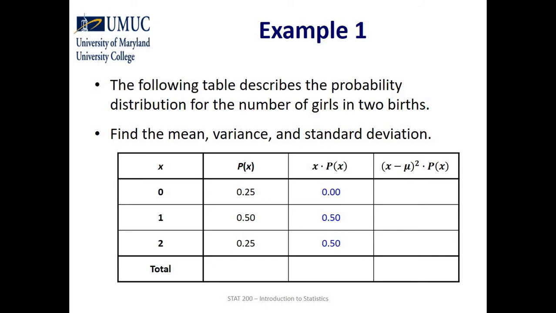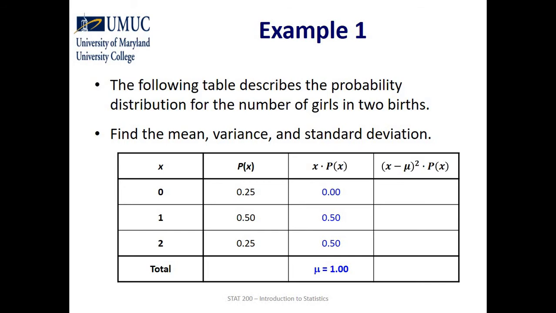Now, recall what we're looking for to get the mean. The mean was given by the summation of x times the probability of x. Well, here we have x times the probability of x for each one of these, so we're just going to add down. So 0 plus 0.5 plus 0.5 gives me a mean of 1.0. So we understand how we did that?